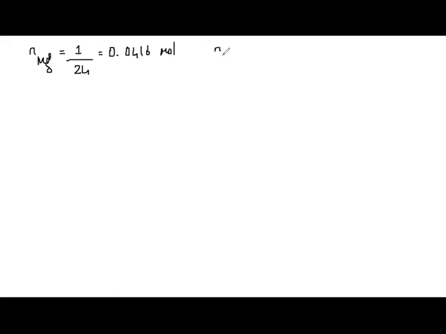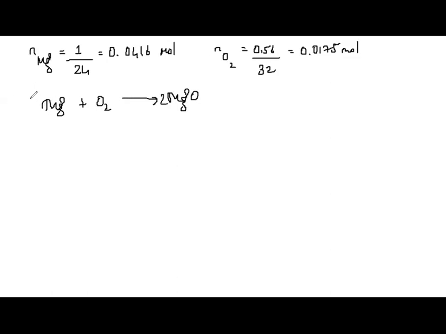Next, number of moles of oxygen. How much grams they have said? 0.56 grams divided by oxygen is 32. 0.56 divided by 32, so it comes out to 0.0175. So here only we get to know which is the limiting reagent. It is oxygen. So what is the balanced equation? Magnesium plus oxygen gives magnesium oxide. So 2, okay. So I can say 2 volumes of magnesium reacts with 1 volume of oxygen to give 2 volumes of magnesium oxide. So what is the initial value? 0.0416. Here it is 0.0175.